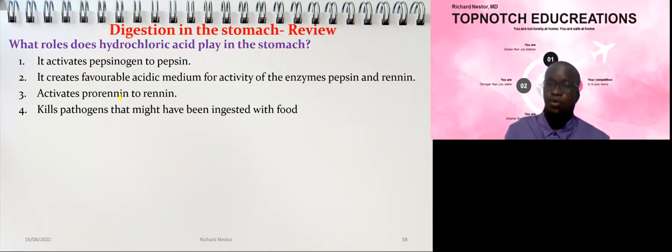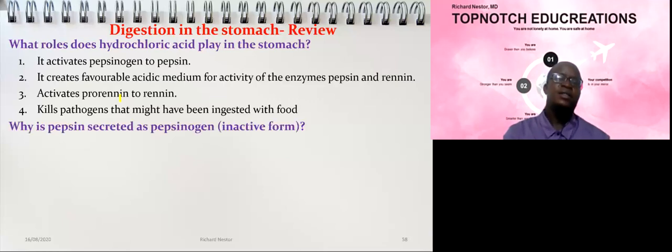For example, sucrose, if present in the food that has been consumed by an individual, hydrochloric acid will cause hydrolysis of the sucrose to glucose and fructose. And at this point, also note, we have said critically, do not say that hydrochloric acid kills germs. It does not kill germs. It is either pathogens or bacteria that have been ingested together with the food.